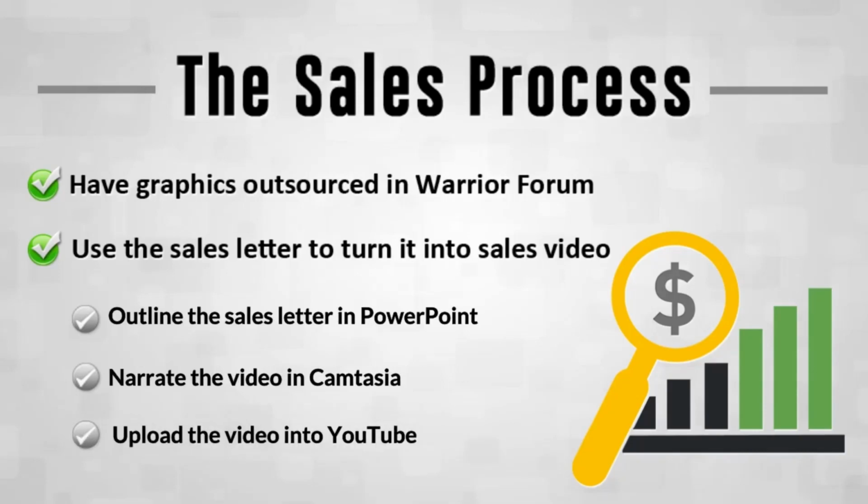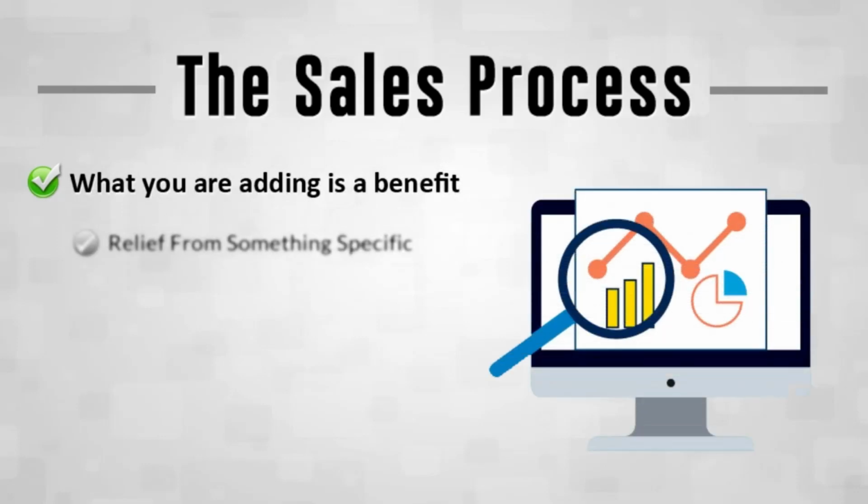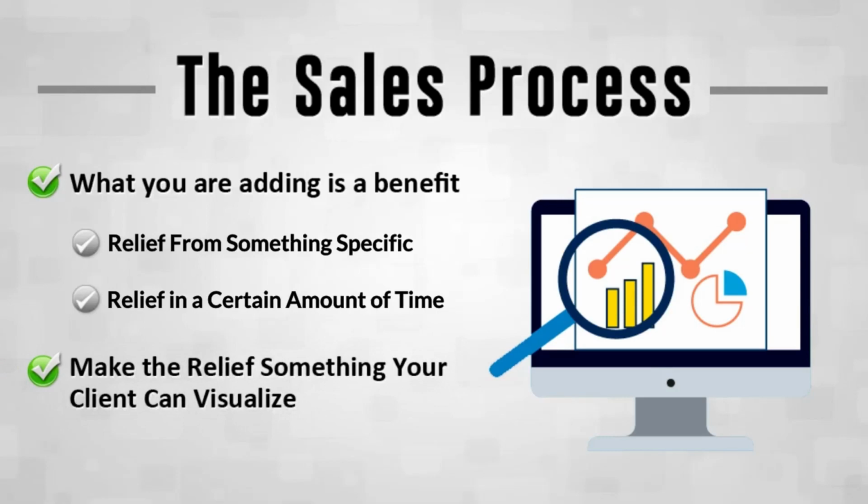Now, what are you adding as a benefit? You are adding a benefit of relief from something specific. You're doing relief in a certain period of time. That's the basis of the product I'm telling you to create: relief from something specific. So you're turning the PLR into something specific, and you're doing it in a certain period of time. It's a hackathon. It's a 30-day challenge. It's a 7-day program. It's a 90-day system. Relief in a certain period of time.